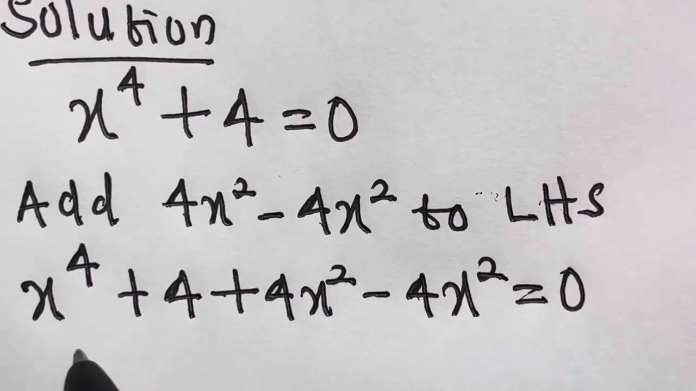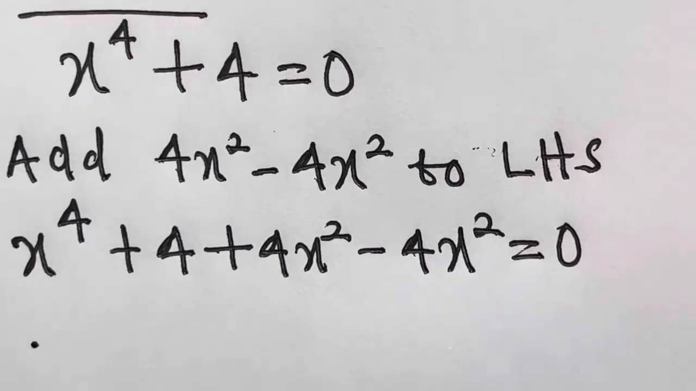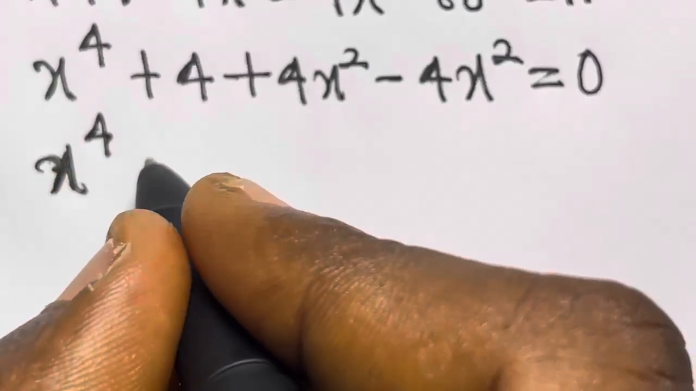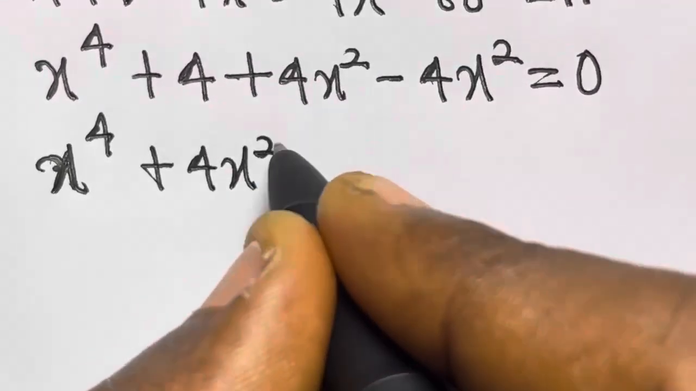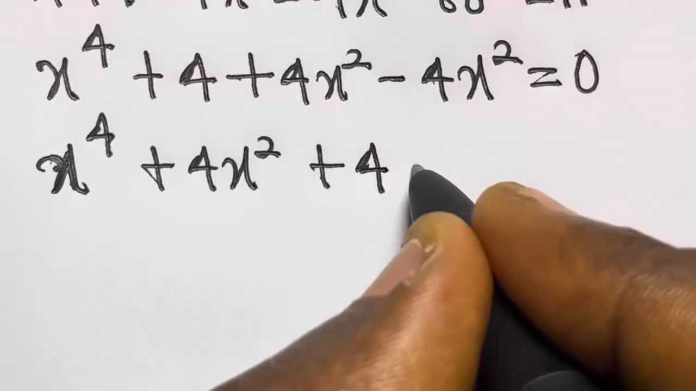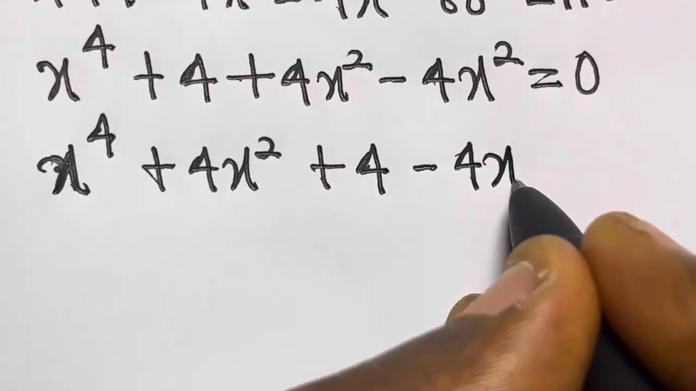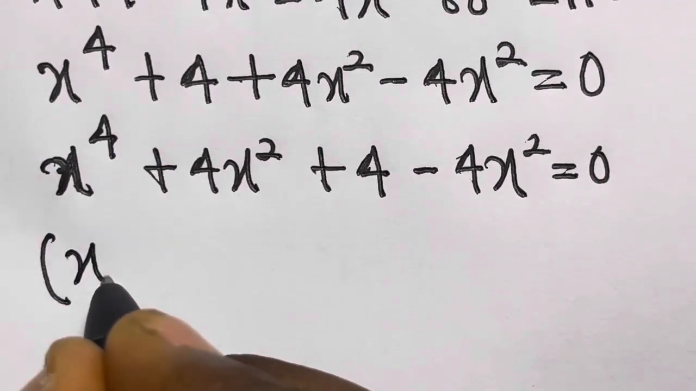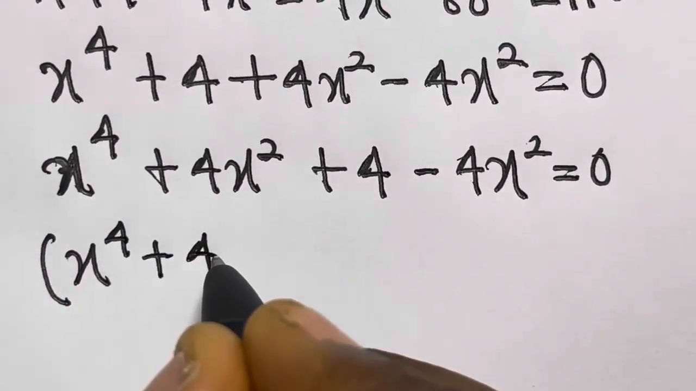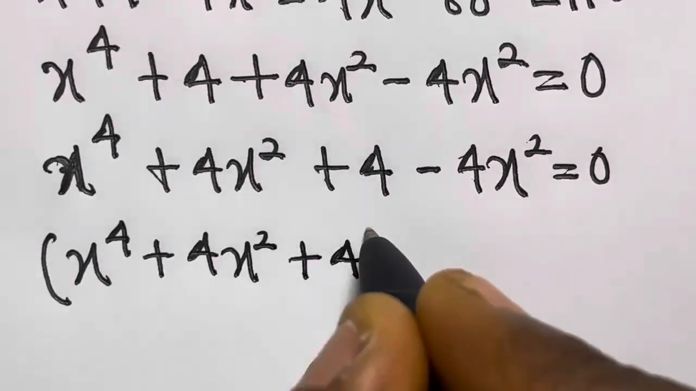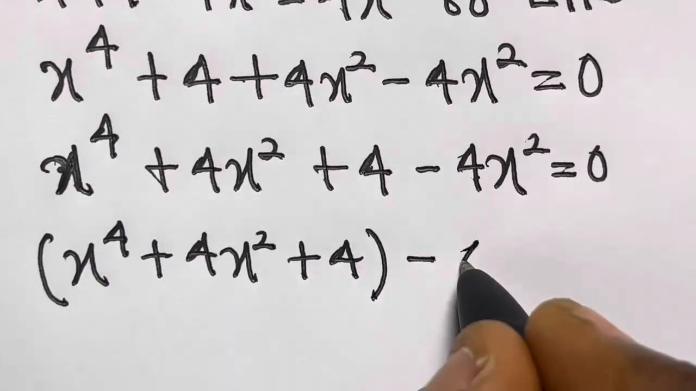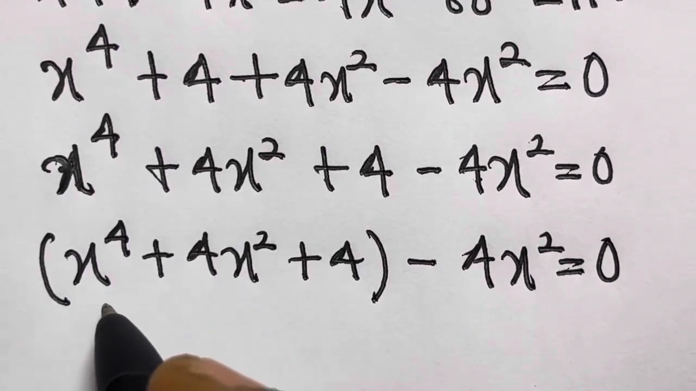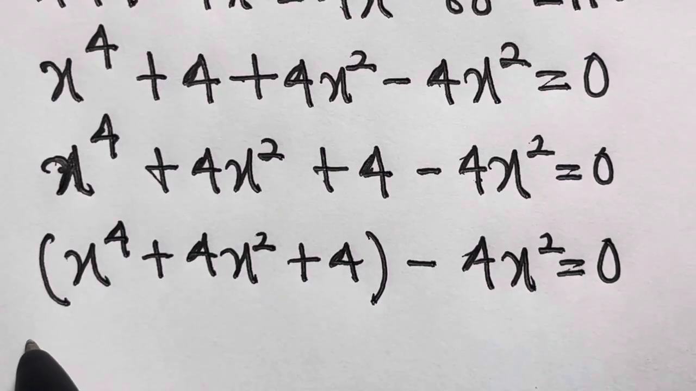So we can still arrange this to become x raised to the power 4 plus 4x squared plus 4 minus 4x squared equals 0. So we can actually factorize this. So we have x raised to the power 4 plus 4x squared plus 4. We have minus 4x squared equals 0.